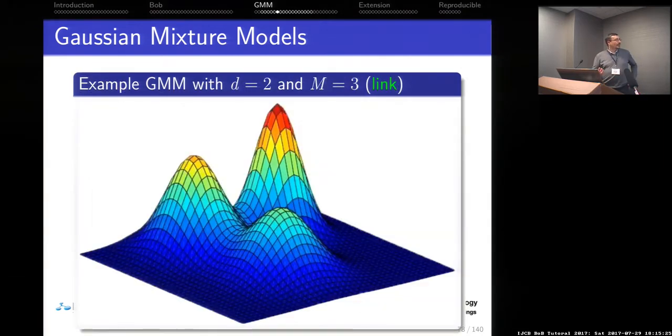Okay, and an example would look like this: you have 3 Gaussian distributions in 2 dimensions, and they just sum up to 1. So here you don't actually have a Gaussian anymore, but since you have the overlap of 2 others, the probability is still relatively high.